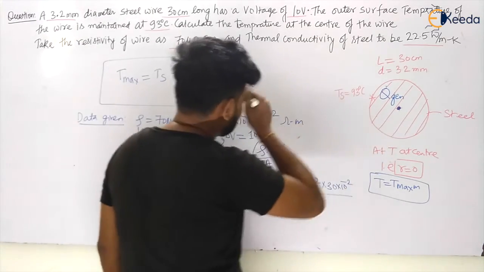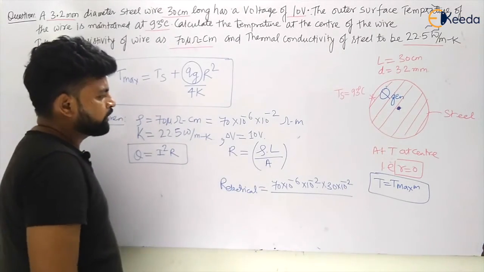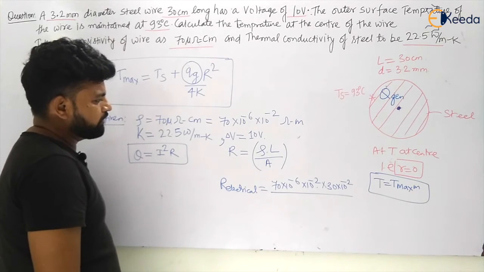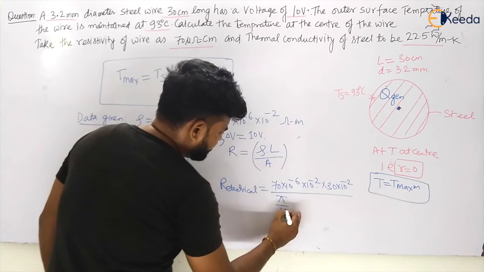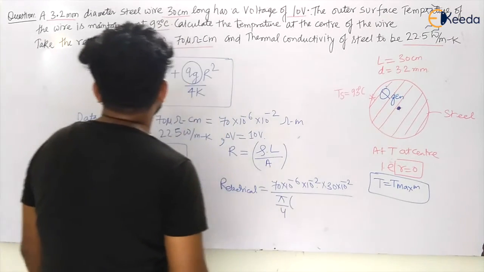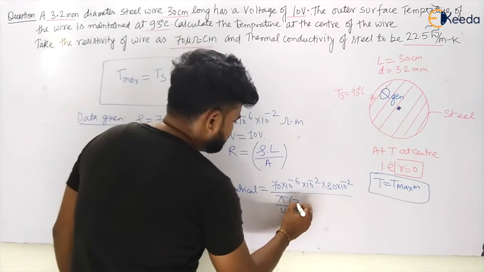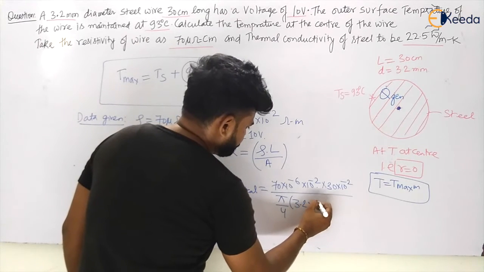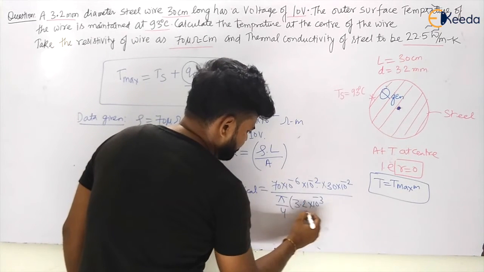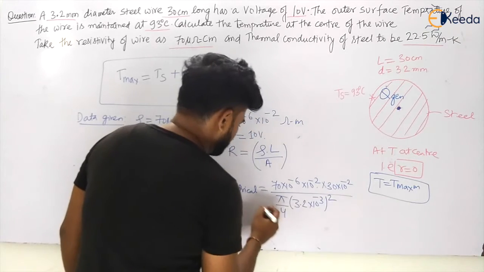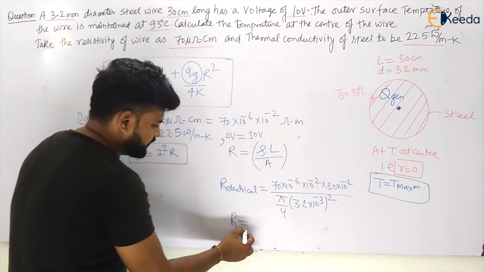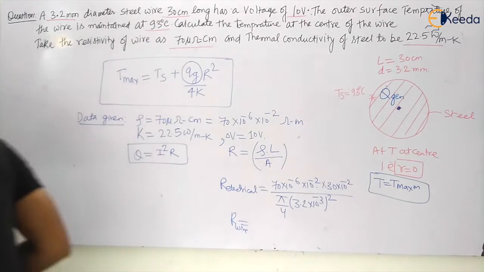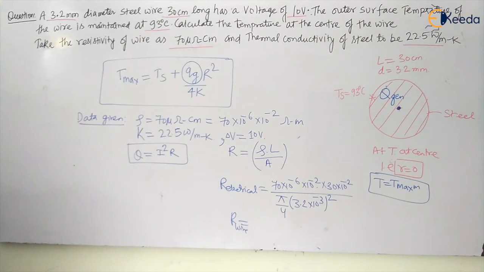What will be the area of this wire, my dear students? The area for this wire will be given by pi by 4 d square. What is the diameter? 3.2 millimeter, so 3.2 into 10 to the power minus 3, converted into meter square. So let us see what will be R for the wire in this case. Let us calculate it. So this will become how much? Let us see.